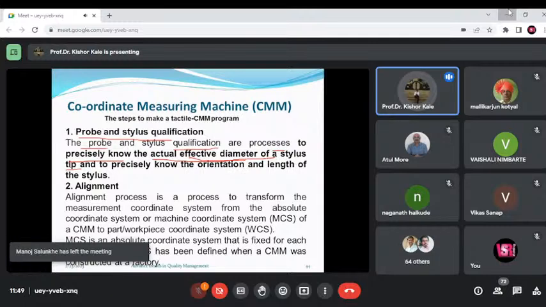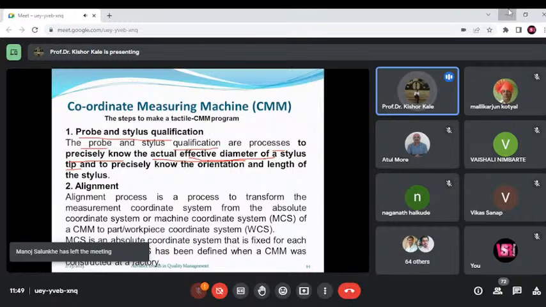Again, I am repeating: traceability is not maintained in the point cloud data in the case of a 3D scanner, whereas we have traceability in the case of a coordinate measuring machine. So this is the basic difference between the scanners and the coordinate measuring machine.